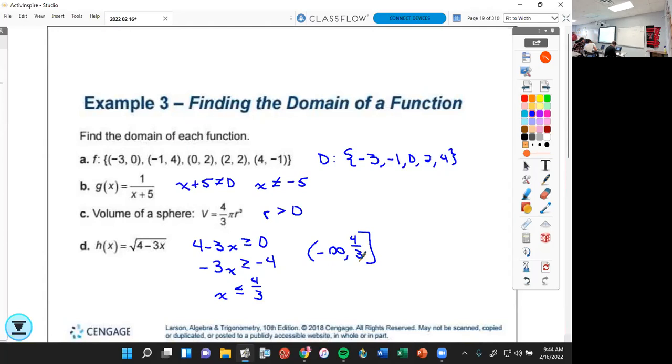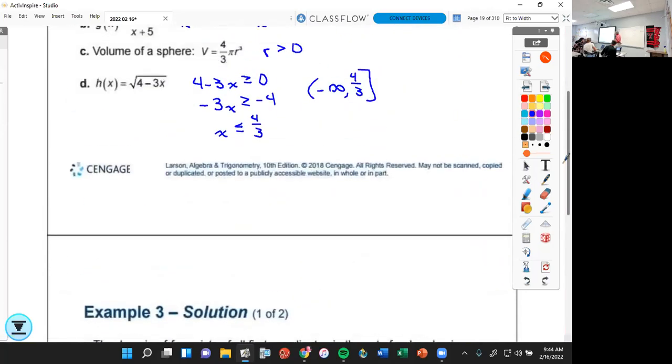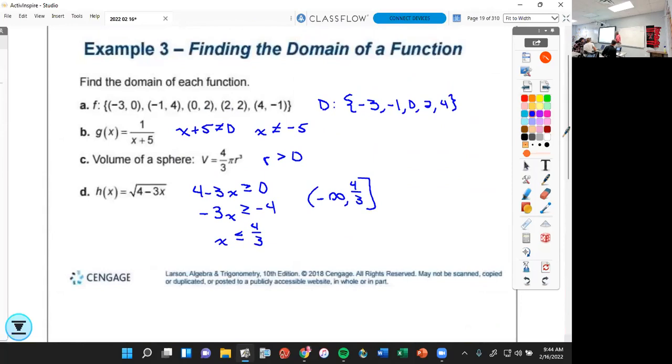Questions so far? This uses interval notation. The whole unit we're doing right now is about interval notation. You need to know them all.